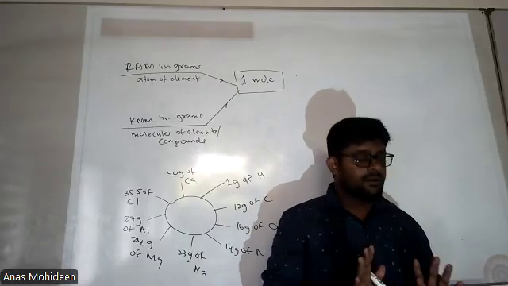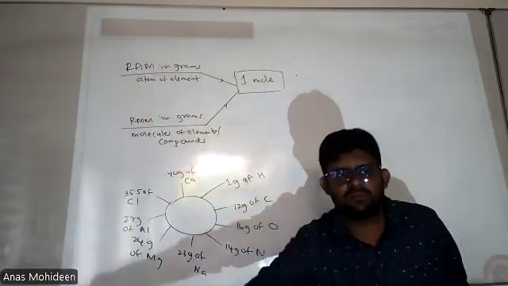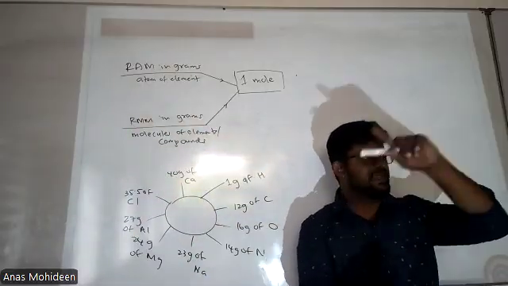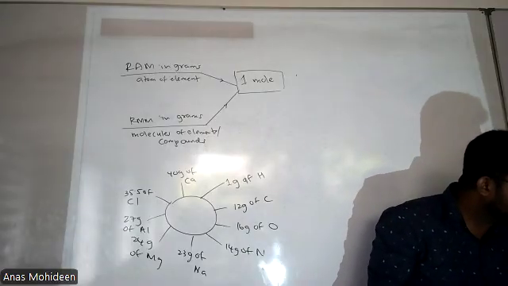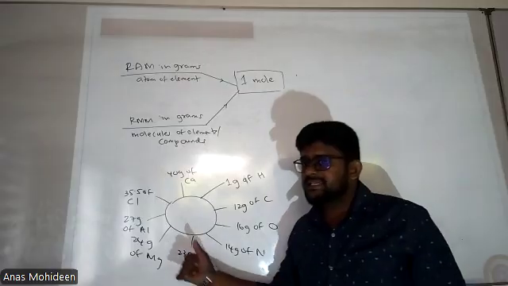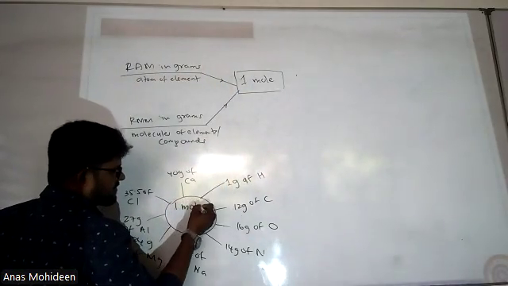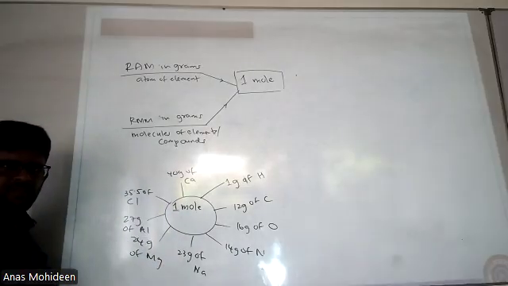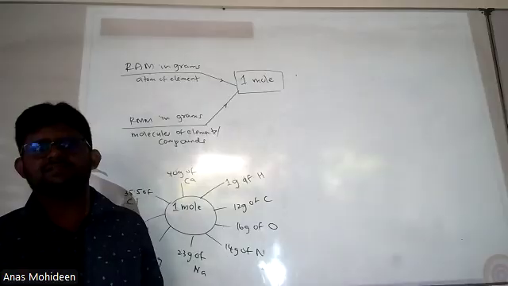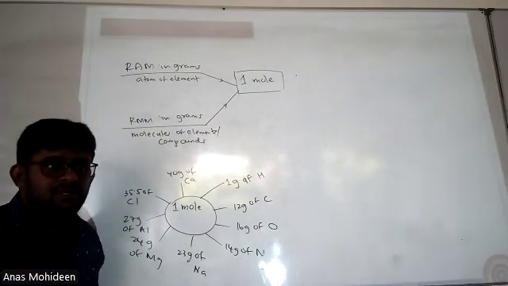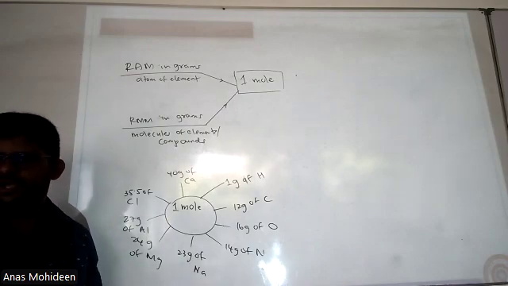So 24 grams of magnesium is equal to 1 mole of magnesium, means 1 mole of magnesium should be equal to 24 grams in mass. Clear? So this is called 1 mole. And this 1 mole's mass we term as molar mass. What mass? Molar mass. Mass of 1 mole.